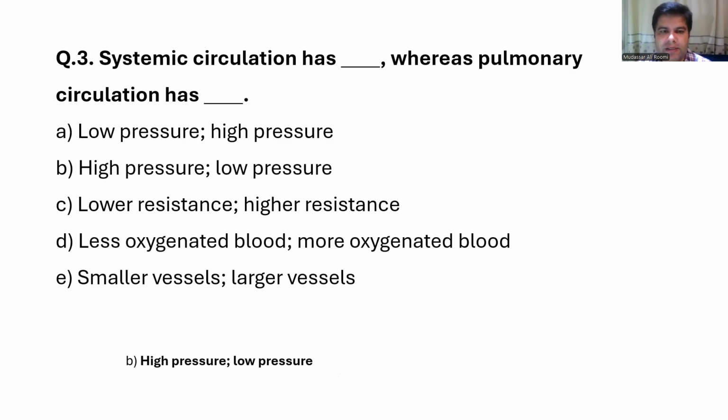Systemic circulation has higher pressure while pulmonary circulation has lower pressure. So B is the answer. So systemic circulation has got high pressure and also high resistance as compared to pulmonary circulation.